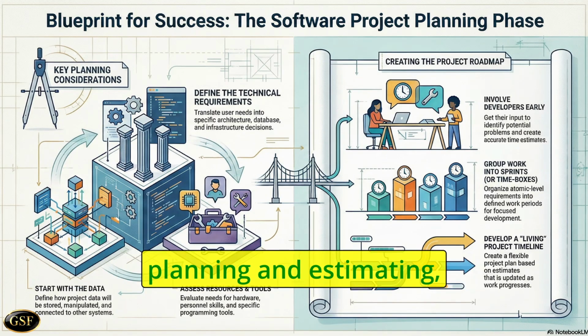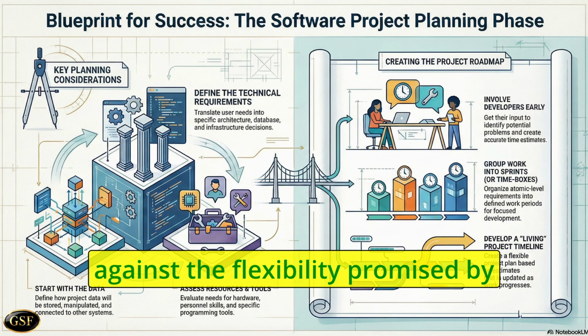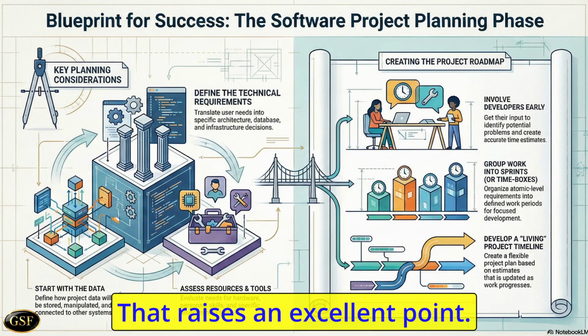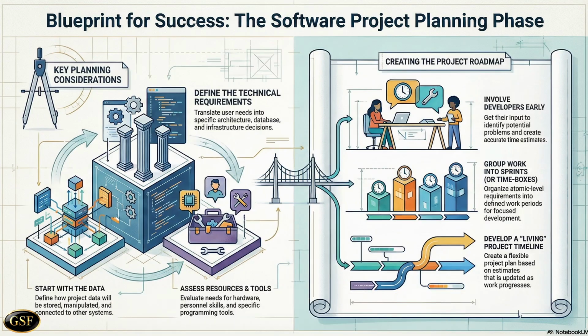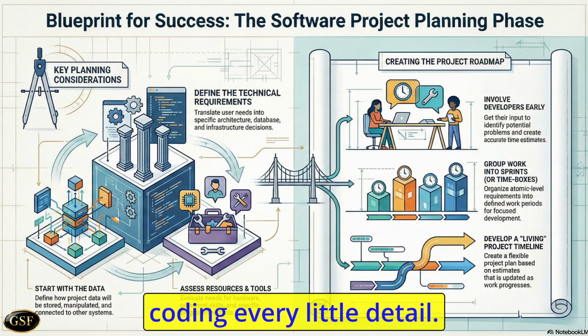If we spend all this time planning and estimating, doesn't that inherently go against the flexibility promised by Agile? Isn't over-planning just the new waterfall? That raises an excellent point. It is a balance. We are planning the structure of the requirements, not coding every little detail.